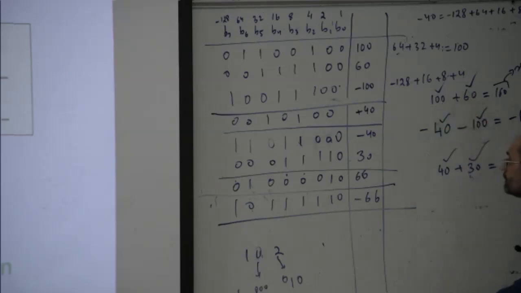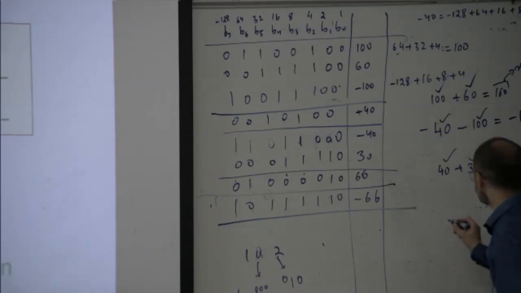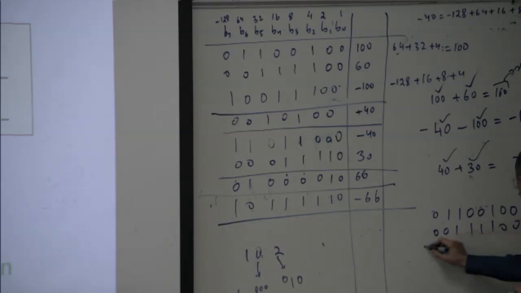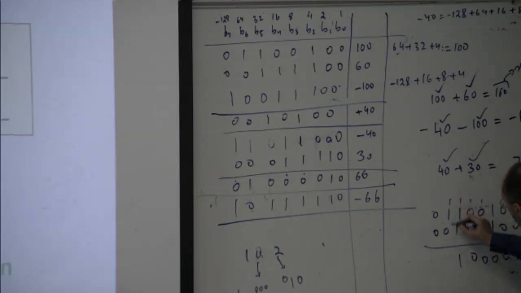100 plus 60. What is the code for 100? 0 1 1 0 0 1 0 0, and then 60. What is the code for 60? 0 0 1 1 1 1 0 0. Okay, now the sum is 1 0 1 0 0 0 0 0.